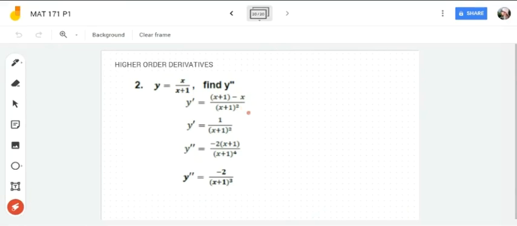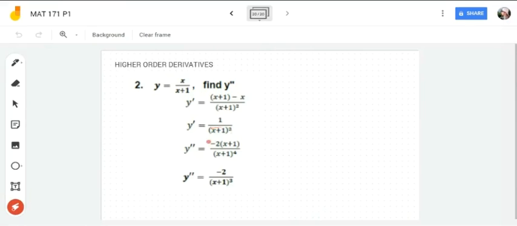And then if you will be simplifying that, you can see your x minus x, that is 0. So the numerator will be 1. So that will become 1 over x plus 1 squared. That is your first derivative. Okay, in order to get your second derivative, you will simply differentiate your first derivative. Okay, so in getting that, we will be using the quotient rule.